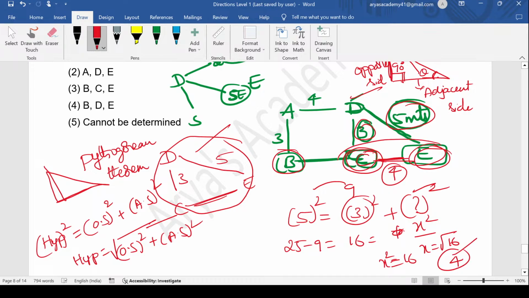This means the distance between C and E is 4. What does that mean? C and E are connected in a straight line. Hence the points B, C and E are in a straight line. And they form a right angle triangle along with the point D. Points C and E form a right angle triangle with point D. I have shown you what it is. It's actually the Pythagoras theorem. Hypotenuse whole square is equal to opposite side whole square plus adjacent side whole square.